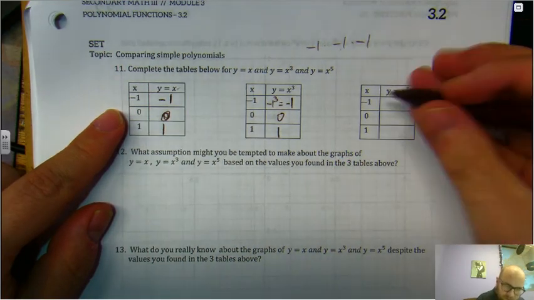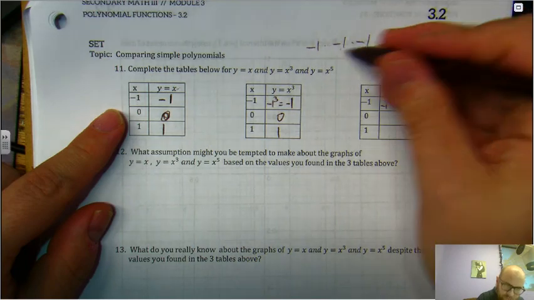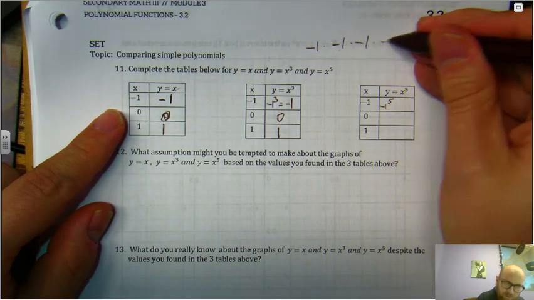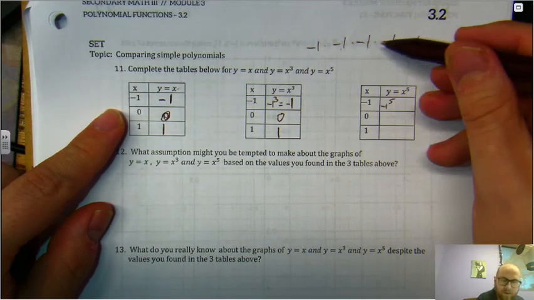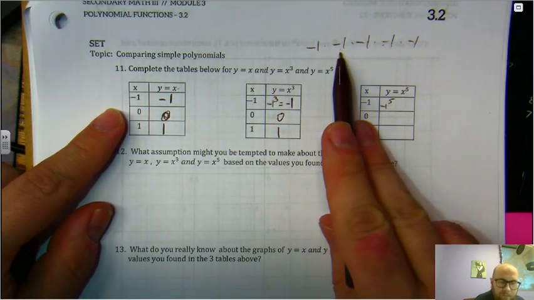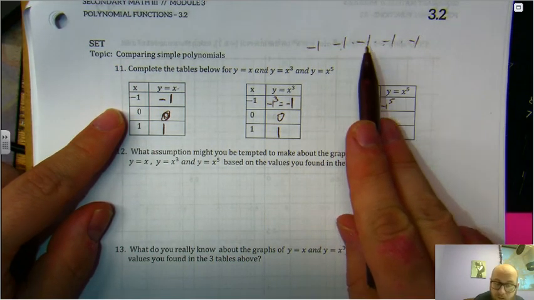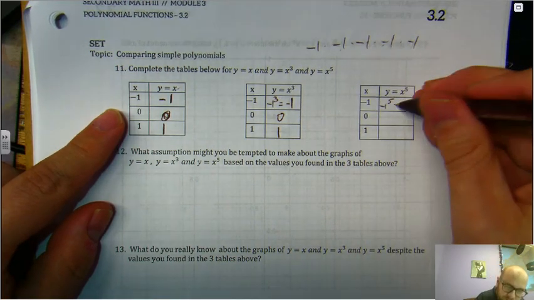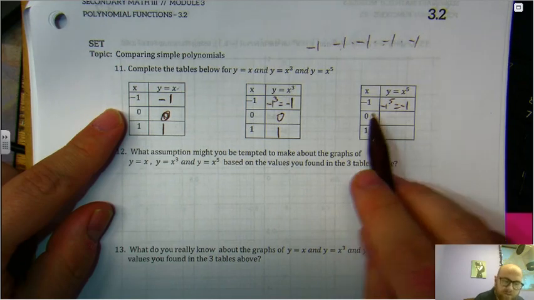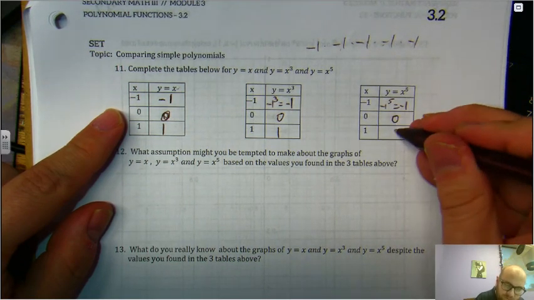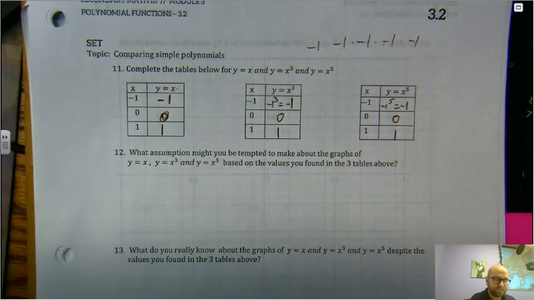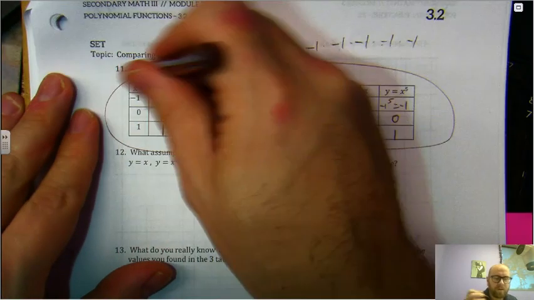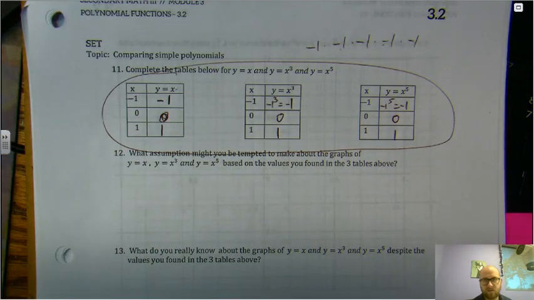And then y equals x to the fifth. Okay, well, that's going to be negative 1 to the fifth, which is negative 1 times negative 1 times negative 1 times negative 1 times negative 1. 1, 2, 3, 4, 5. Okay? Negative 1 times negative 1 is positive 1, negative 1, positive 1, negative 1. So that equals negative 1. 0 times 0 times 0 times 0 is 0, and 1 times 1 times 1 times 1 is 1. Well, look at this. We got the exact same output for all of these. Y equals x cubed, and y equals x to the fifth.